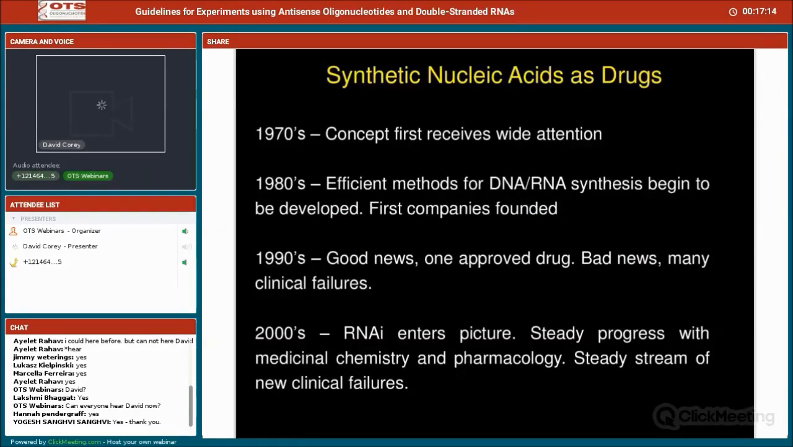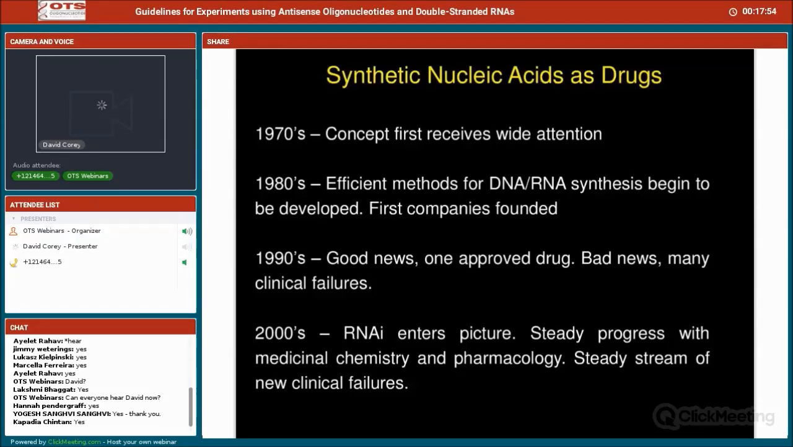Okay, so the history of this was that back in the 1970s, the concept of using synthetic nucleic acids first became widely known with the publication of the seminal paper by Lessinger suggesting that antisense oligos could control gene expression. Then in the 1980s, the field picked up pace because it became possible to synthesize antisense oligonucleotides routinely. Keep in mind that before 1985 or 1986, it was a historic achievement to synthesize a 20-mer piece of DNA.